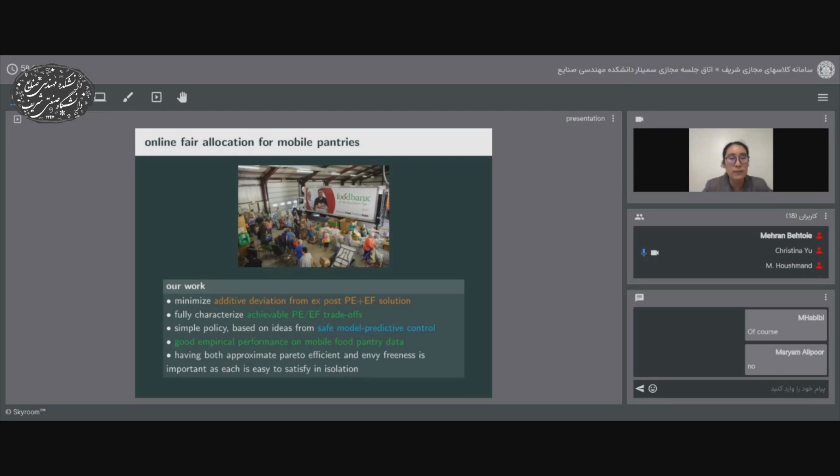And I want to emphasize here that having guarantees on both the Pareto efficiency and MV freeness is important because if you only focus on one or the other, they're easy to satisfy in isolation. So if I just wanted to satisfy Pareto efficiency, I could just distribute everything to the first location. That would be Pareto efficient because if I shift any resources away from the first location, the individuals there will be strictly worse off in utility.